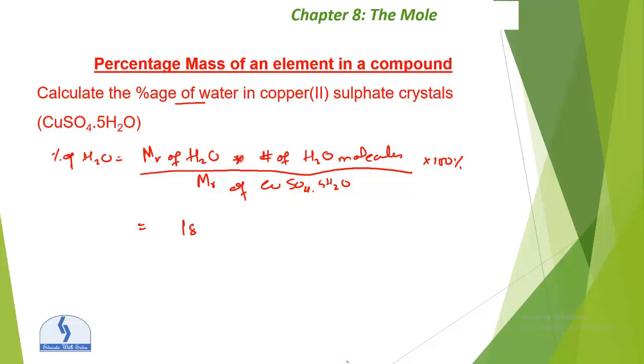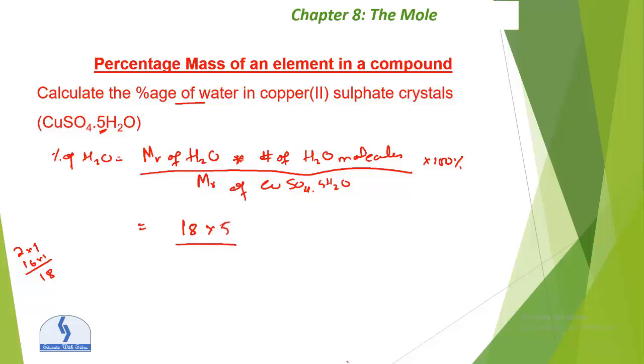So what is the Mr of water? That is 18. That is 2 plus 16, which is equal to 18, and multiply by the number of water molecules. You know this, this is 5, that is given in the formula. The whole divided by Mr. The Mr of the formula you have to calculate on the side.